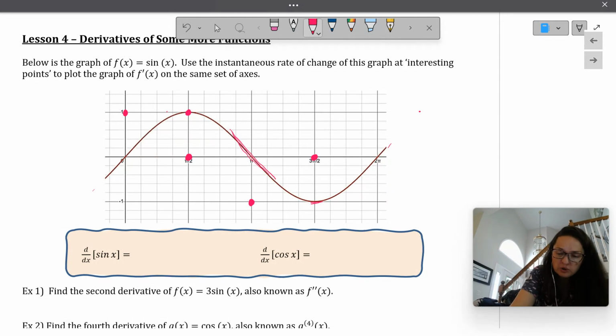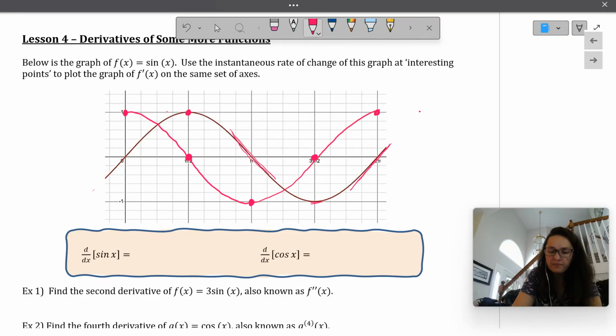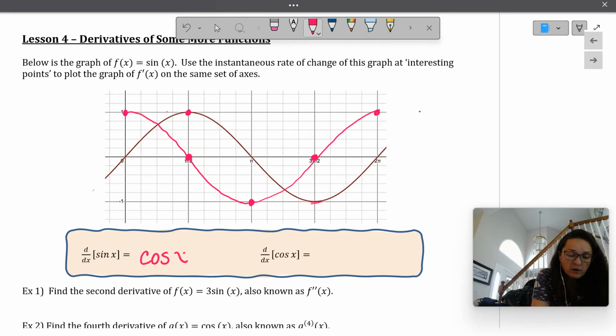And then back here at 2 pi, I have another slope of 1. And if I connect these dots in a curvy fashion, that should look familiar. That's the graph of cosine x. The derivative of sine x is cosine x. That's the rule. Cool.